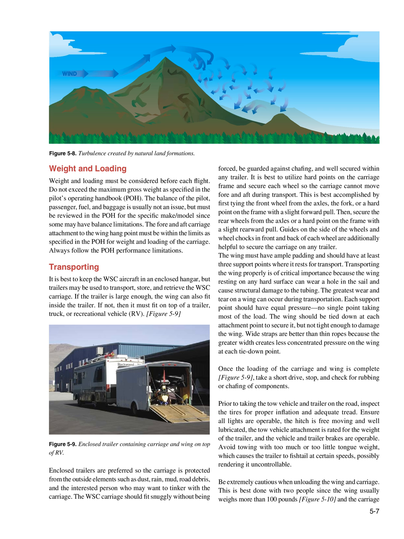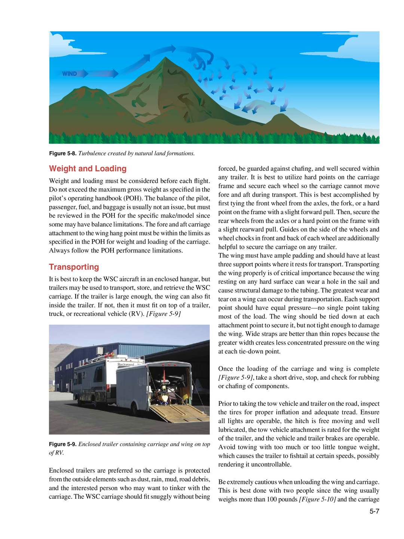The greatest wear and tear on a wing can occur during transportation. Each support point should have equal pressure, no single point taking most of the load. The wing should be tied down at each attachment point to secure it, but not tight enough to damage the wing. Wide straps are better than thin ropes because the greater width creates less concentrated pressure on the wing at each tie-down point.